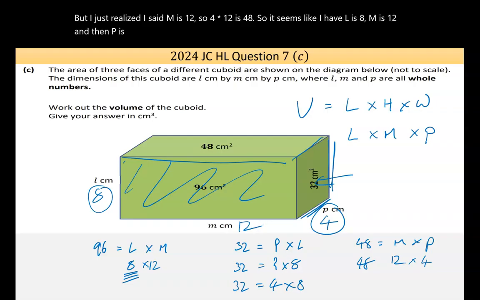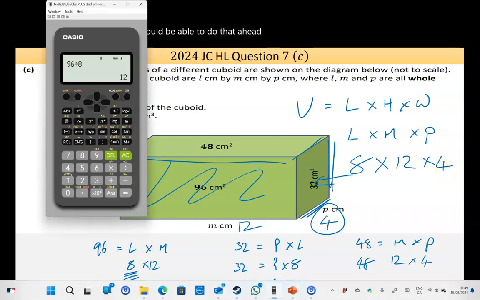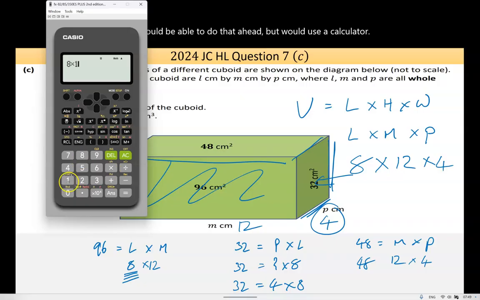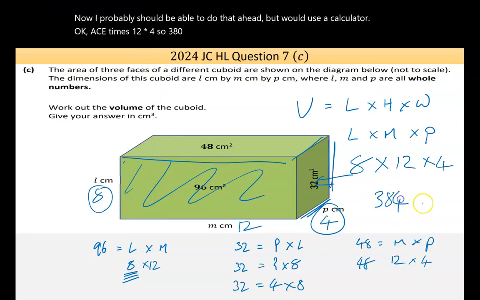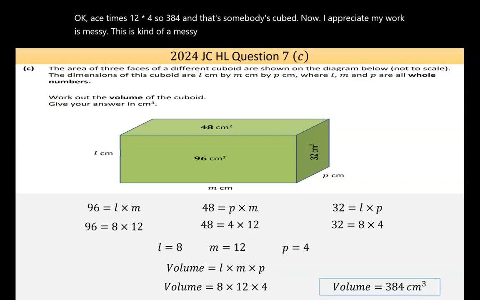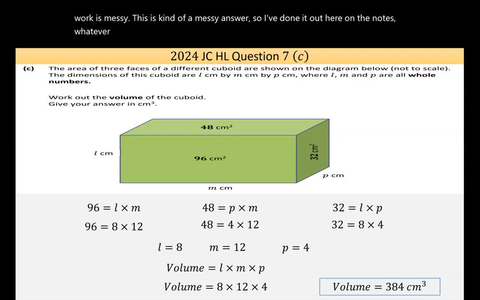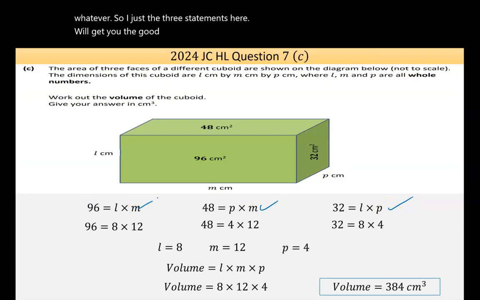So then my answer would be 8 times 12 times 4. I probably shouldn't do that in my head, but would use a calculator. 8 times 12 times 4 is 384, and that's centimeters cubed. Now, I appreciate my work is messy. This is kind of a messy answer, so I've done it out here on the notes. Just the 3 statements here will get you good marks, just stating what they are.